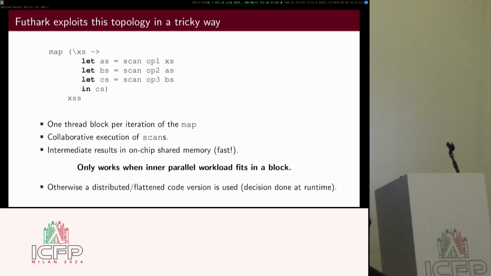And actually, the compiler will generate both versions, one where it fully flattens this out and does it all in global memory, and one where it does this kind of thread block-based compilation, and then at runtime, based on the observed sizes of the data, it will pick whatever it thinks will be best. Basically, it will always do the thread block version if it fits, unless you tune it otherwise.